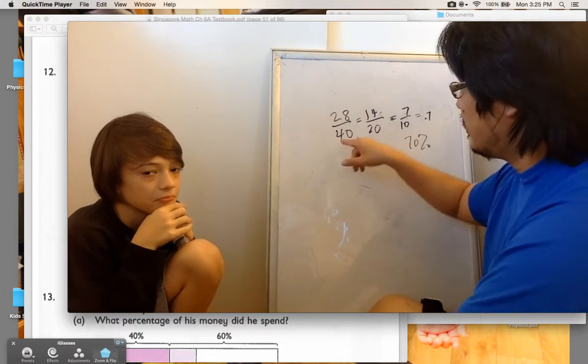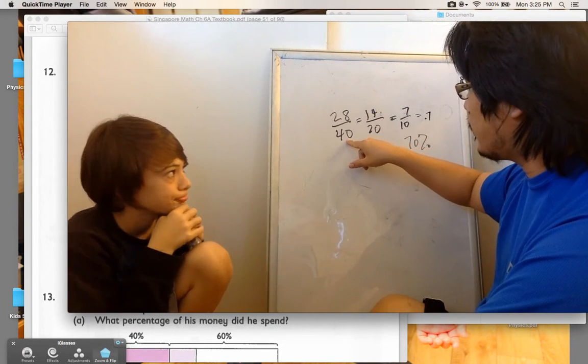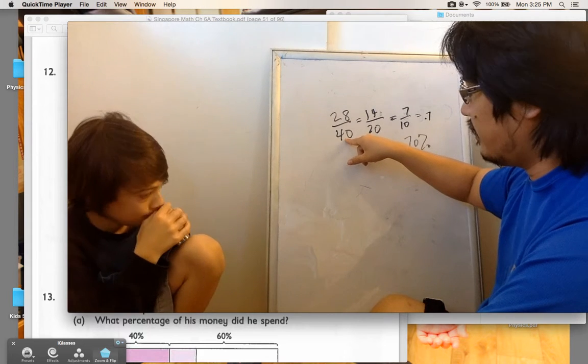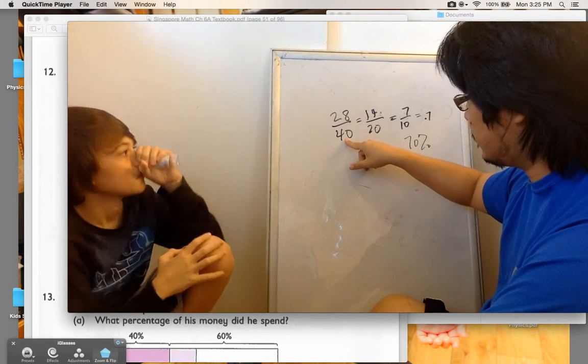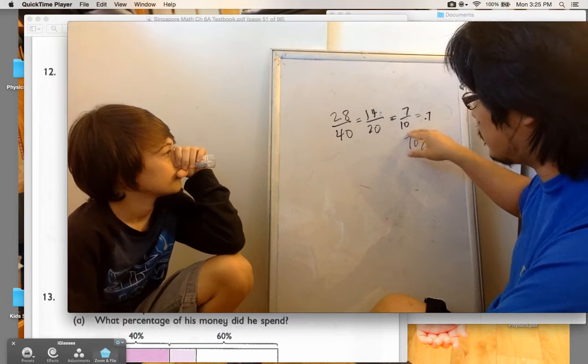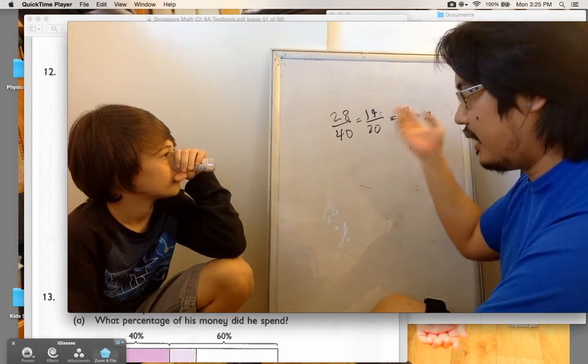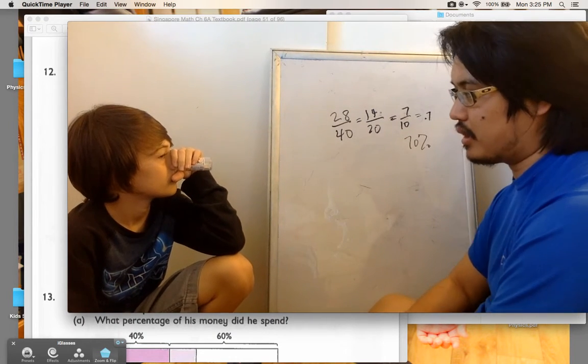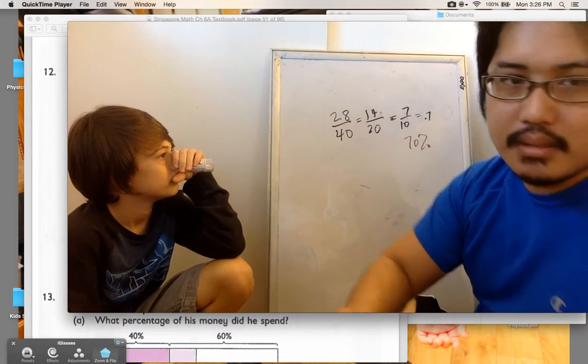I can't think of the number off the top of my head that I would multiply 40 by to make it 100. But if I reduce it, I can get it down to something like, hey, out of 10, I can convert that to a percentage really easy. Does that make sense?